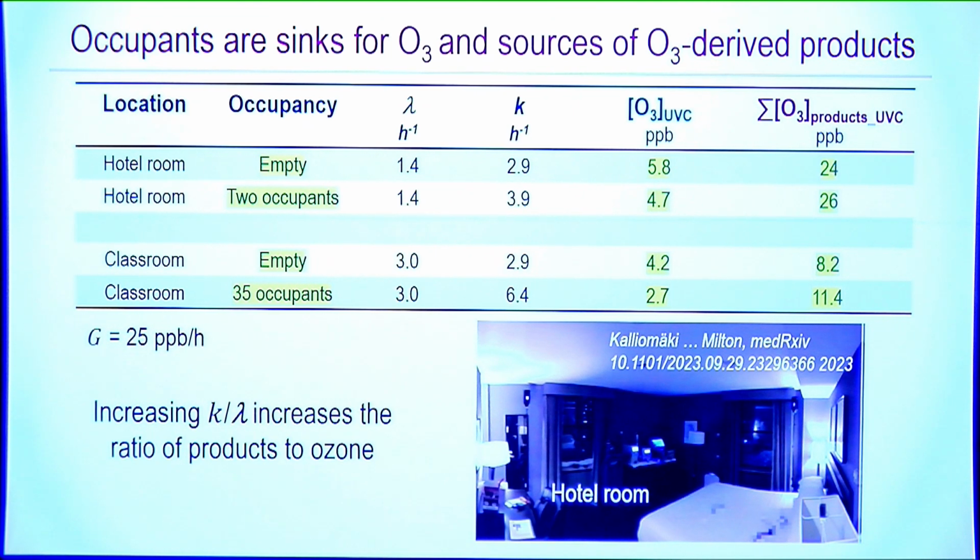With 35 students in the classroom, that rate constant for net removal by indoor chemistry goes from 2.9 reciprocal hours to 6.4 reciprocal hours. The ozone has been reduced. These bodies are sinks for ozone. It goes from 4.2 to 2.7 ppb. The net concentrations of the products go from 8.2 to 11.4.